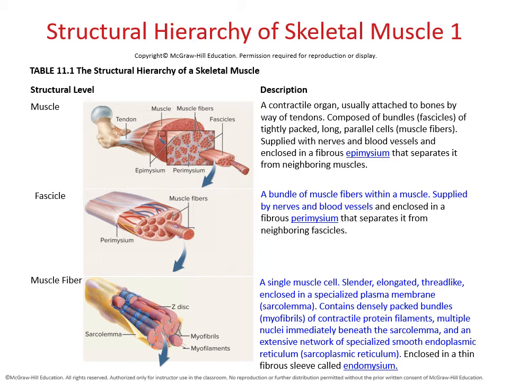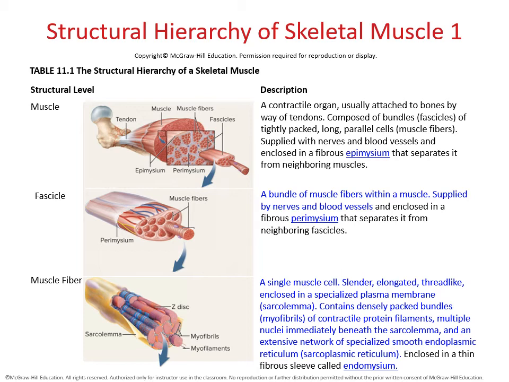This is table 11.1. I really like it because what we're going to do is start off with a muscle, as in the contractile organ. So something like your shoulder muscle, like your deltoid, your tricep, your bicep. Pick a favorite muscle, whichever muscle you're interested in.